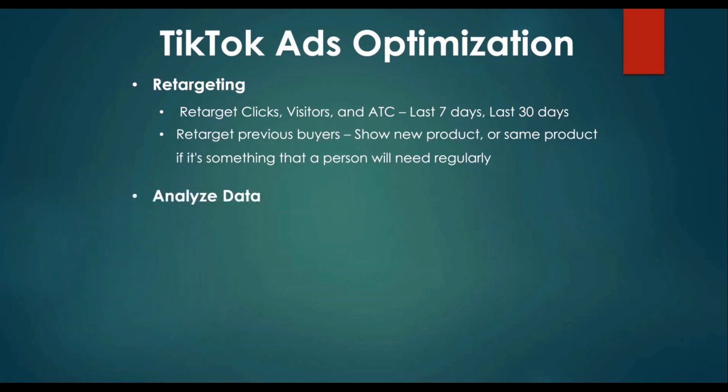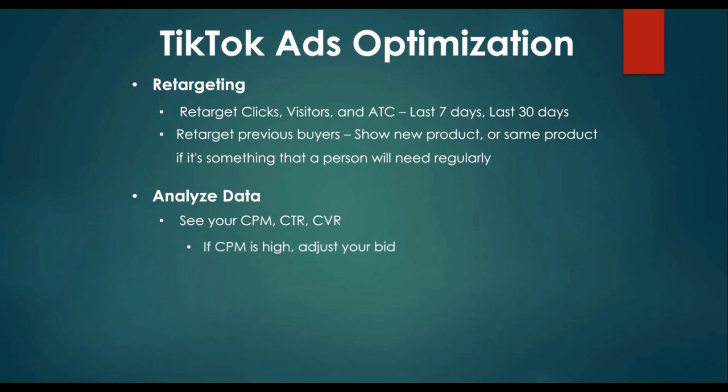Okay, next is analyzing your data. Understand your CPM, CTR, and CVRs. CPM is your cost per 1,000 views. If this cost is high, then you need to adjust your bid. Try to lower your bid to see if CPM reduces.